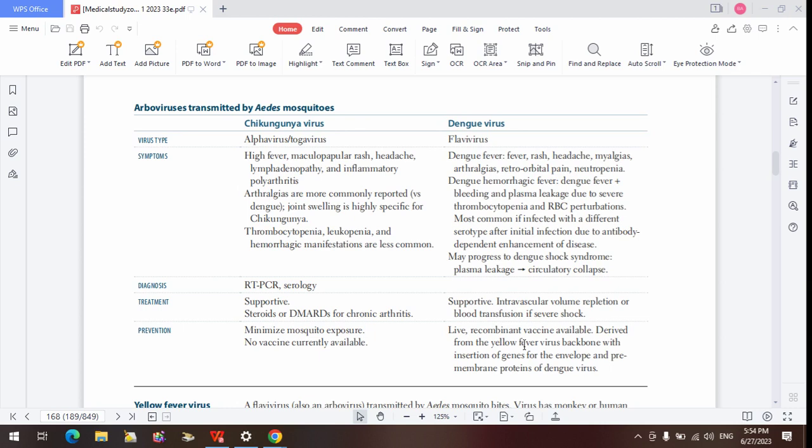But the common one is HBV. HBV is a recombinant. That is in fact the most common recombinant vaccine. HBV vaccine. You must always remember that.